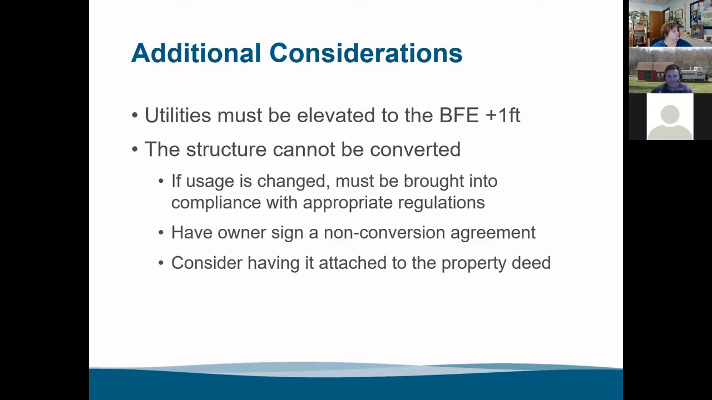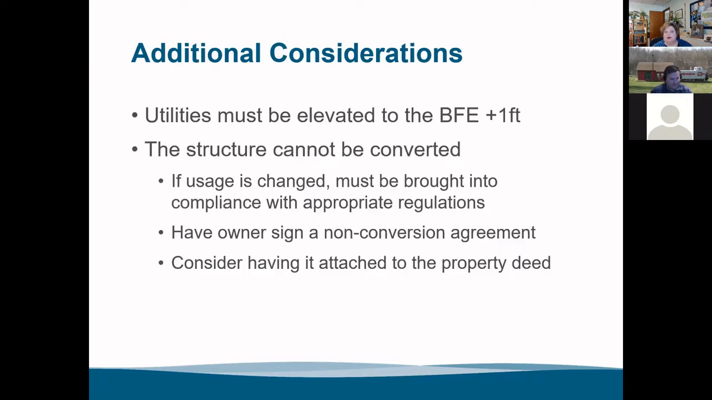So what we're requiring is you're going to have the owner sign a non-conversion agreement that states that they're not going to change the usage of the structure. Say you permitted an agricultural structure to be built in the floodplain, and you proved that it was going to be only agricultural usage. And then you come by later on and you find that they've turned it into some sort of clubhouse or maybe a guest home or something, right? Where people are going to be habitating the structure. At that point, it would be a violation of your ordinance, a violation of your permit, and you would have to go with the appropriate regulations based on what they converted it to. So you have the individual sign a non-conversion agreement, and you want to consider having that non-conversion agreement attached to the property deed so that if it's ever sold, that continues to carry on.